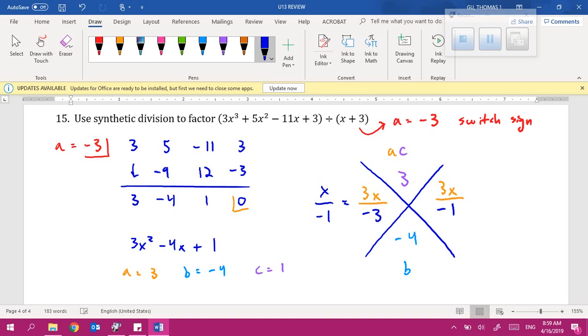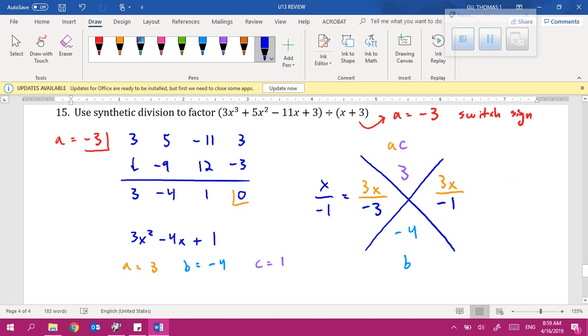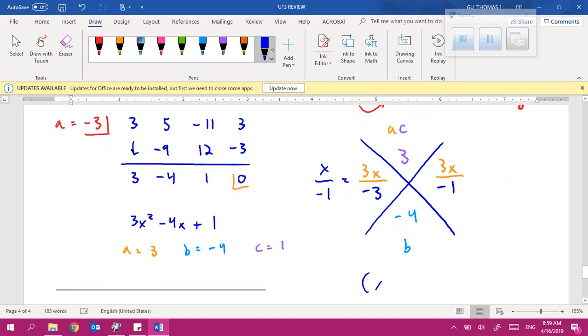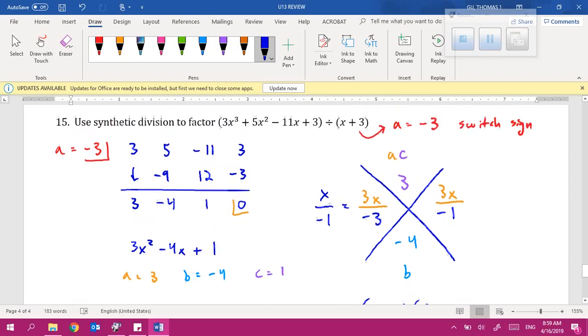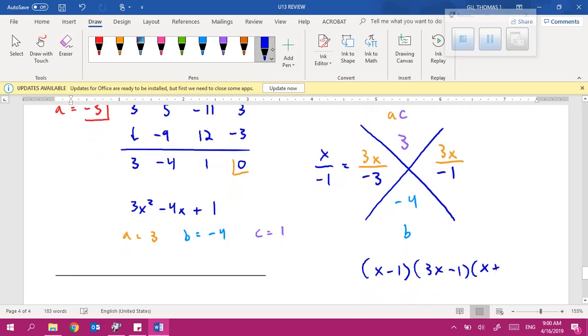Right, so what are the two factors that I've gotten from the x box then? That's right. X minus 1 and 3x minus 1. What's my last factor? That's only two of the factors, right? What's my last one? X plus 3, right? It's the one that they gave you. So this is the completely factored out answer.